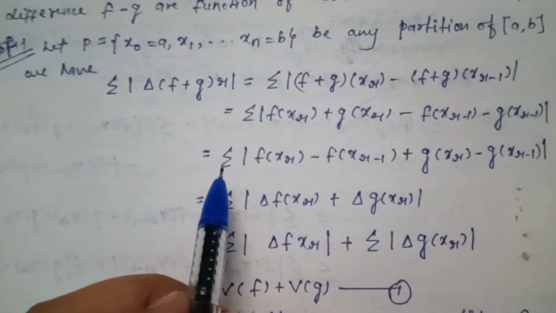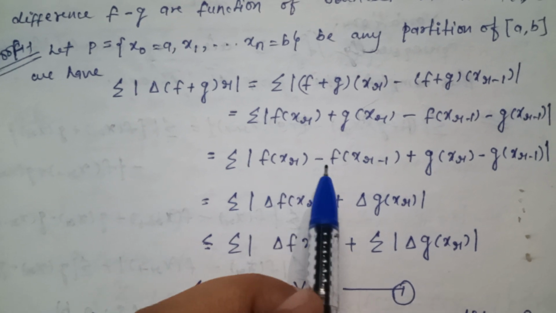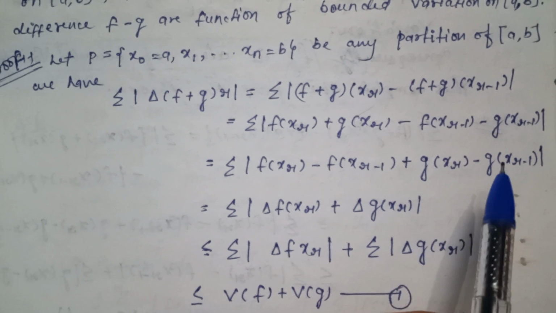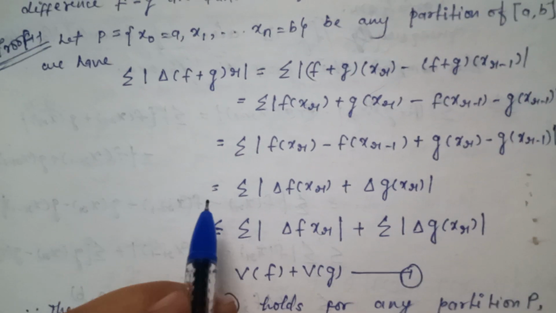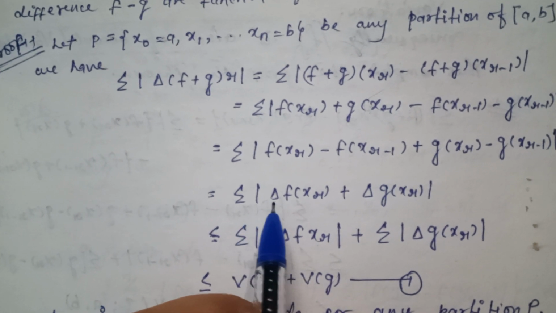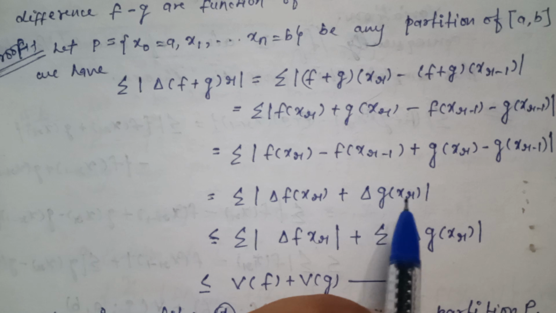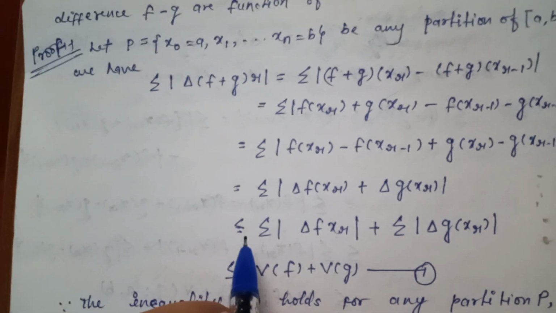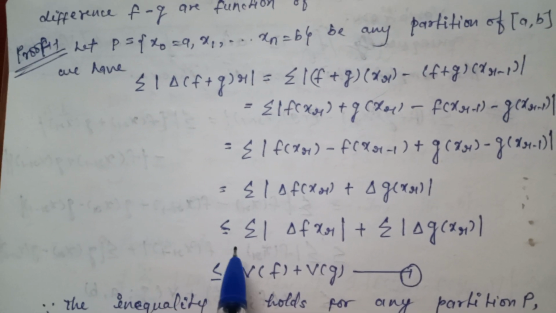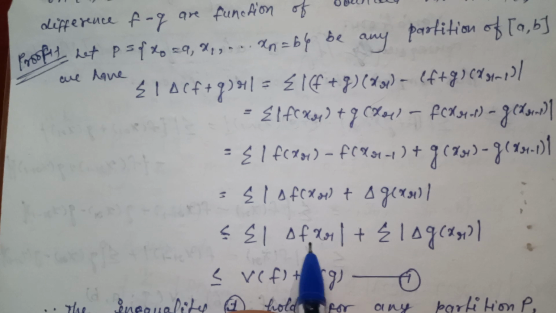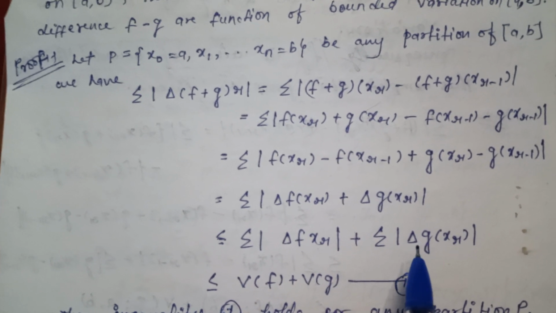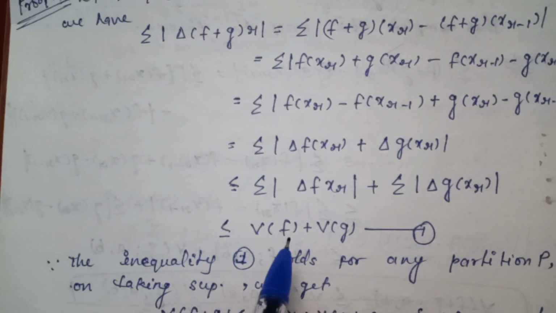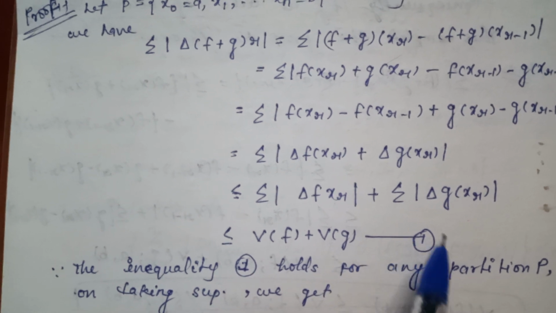Now, which is equal to summation mod f(x_r) minus f(x_{r-1}) plus g(x_r) minus g(x_{r-1}), which is equal to summation mod delta f(x_r) plus delta g(x_r), which is less than or equal to summation mod delta f(x_r) plus summation mod delta g(x_r), which is less than or equal to Vf plus Vg, which is equation number 1.